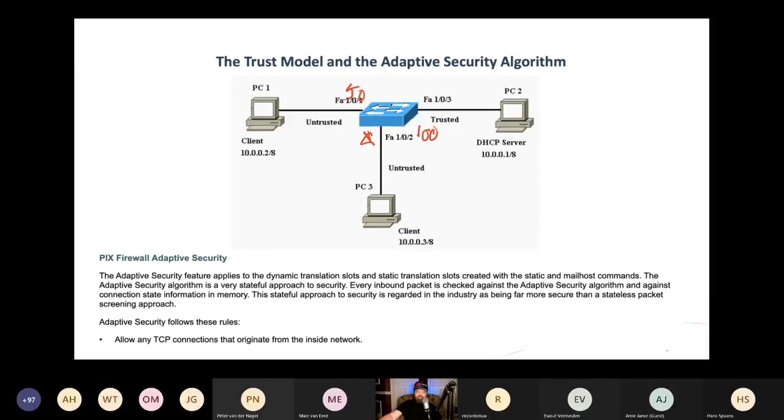And so by default, you'll see here that the algorithm allowed any TCP connections that originate from the inside network. So from the higher trust level to a lower trust level, you could go outbound without any rule. And this is the problem. This is the reason we're having data breaches.